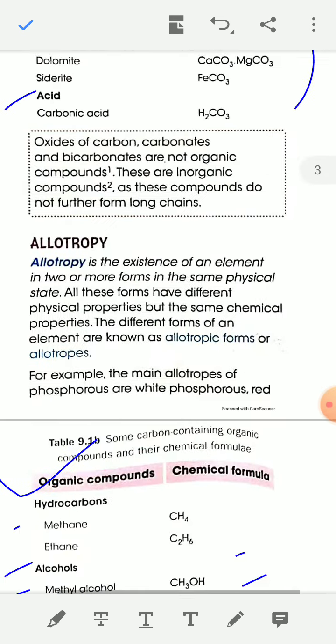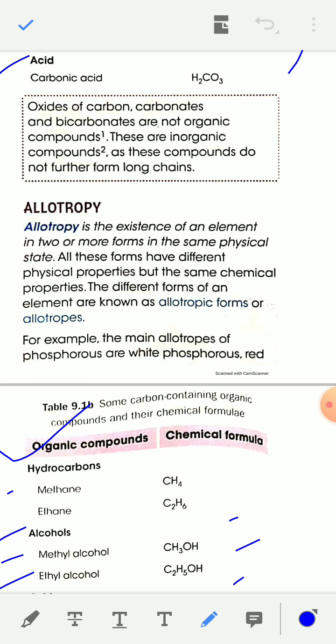Now see allotropy. What is allotropy? Some elements can exist in two or more different forms, and this phenomenon is known as allotropy. So what is allotropy? It is an important term. Allotropy is the existence of an element in two or more different forms.